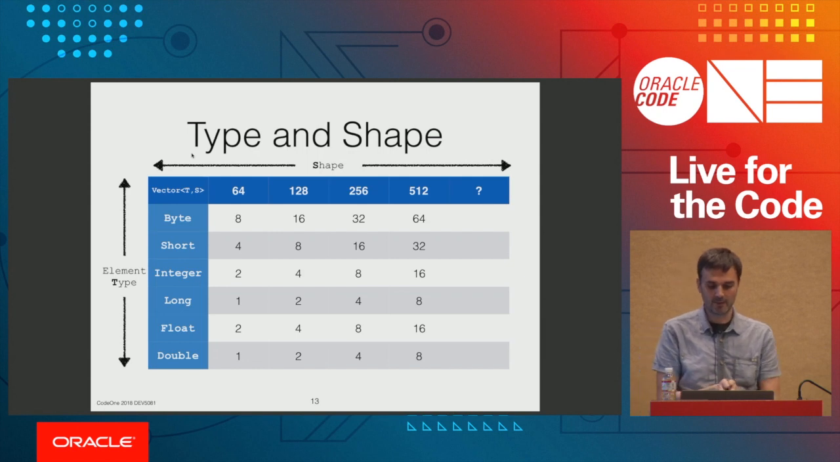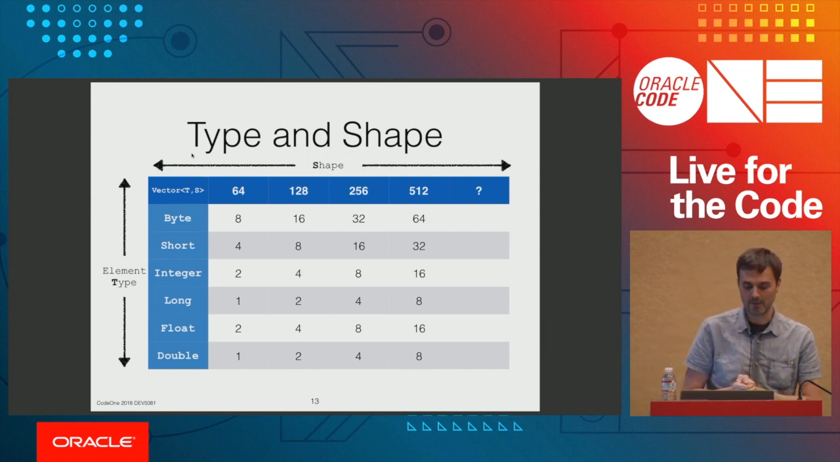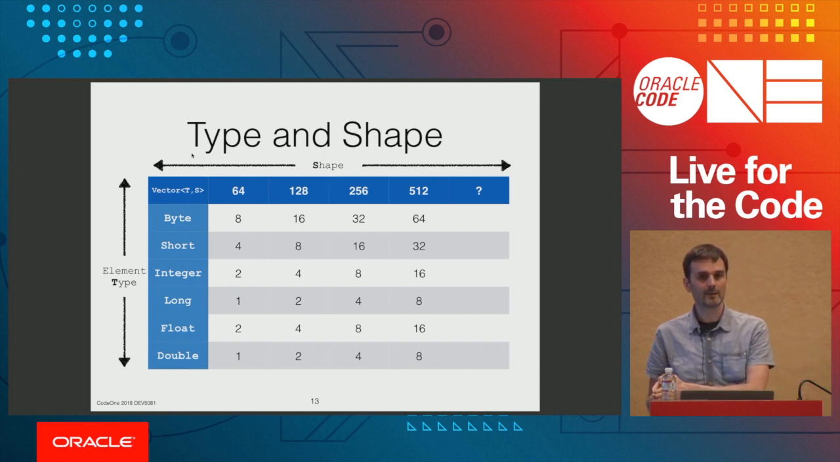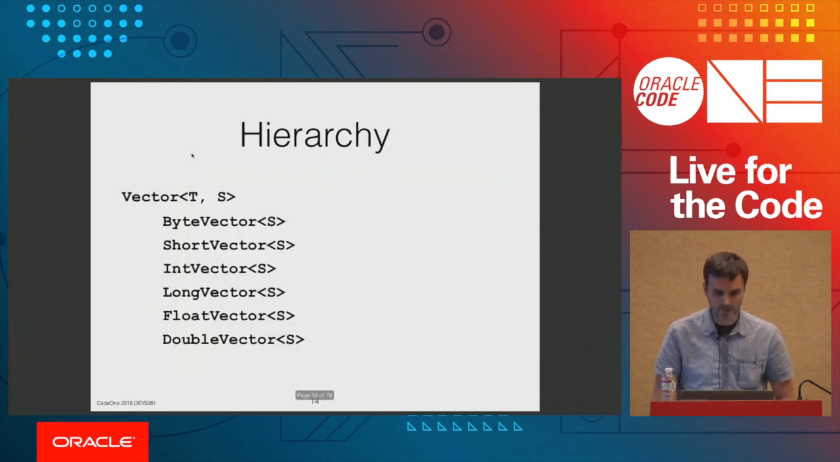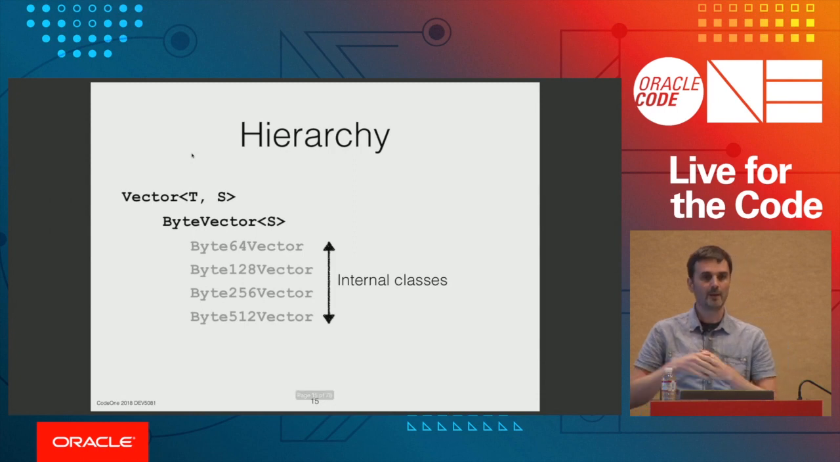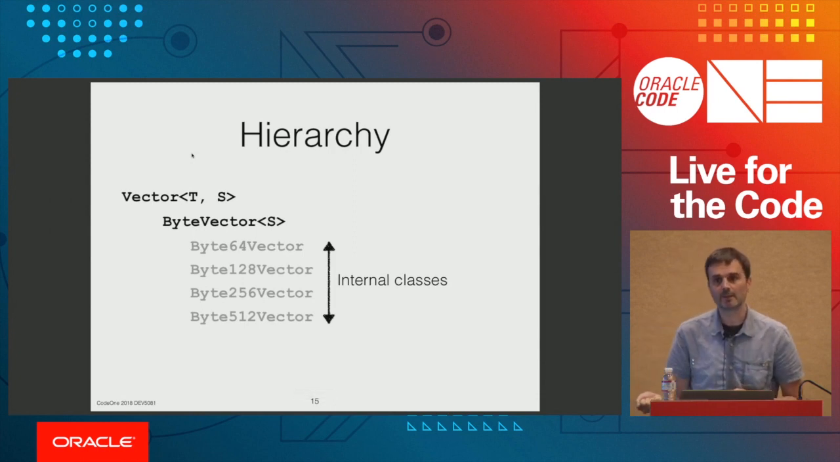So if we have a byte, and we have 512 bits, we can pack in 64 bytes into that vector. If I have a double, I can only pack in 8. And if you're familiar with x86 registers, you'll know how those map, and we'll talk about that later. There's a hierarchy. We have a vector type, and we have some subtypes of that are specific to byte, short, int, long, and float, so we can express calculations in terms of bytes, ints, longs, and so forth like that. And we have some internal implementations that are specific to the shape itself.